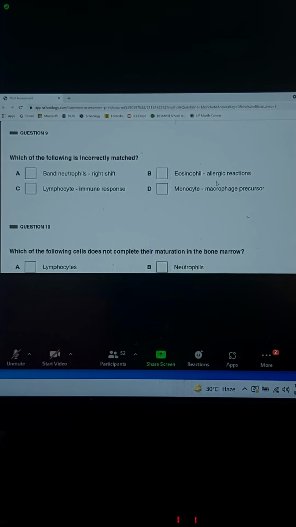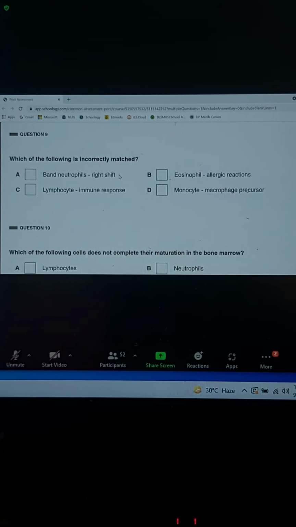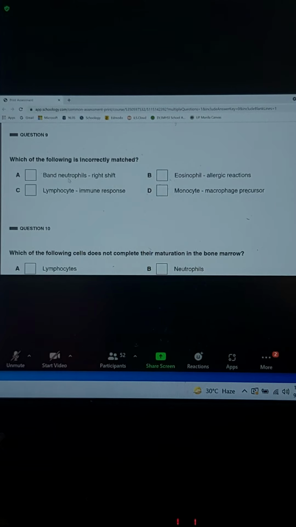So eosinophils are also involved in hypersensitivity reactions. Lymphocytes, we all know that these orchestrate your immune response. And your monocytes, these are inactive precursors of your macrophages.